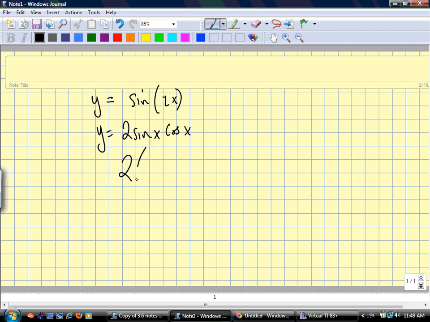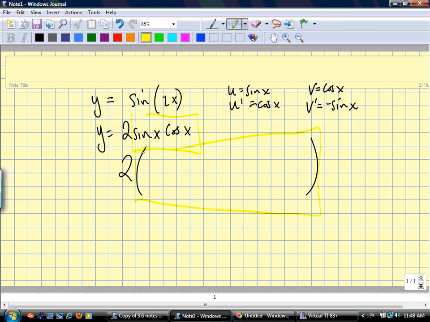We're going to put the 2 down, cover it up with our thumb, and use the product rule. The derivative of the first is cos x. The second is cos. The derivative of the second is minus sine. I'm about to use the product rule for just the highlighted stuff. Here we go. Product rule: derivative of the first, cos x, times the second, cos x, plus the derivative of the second, minus sine x, times the first, sine x.